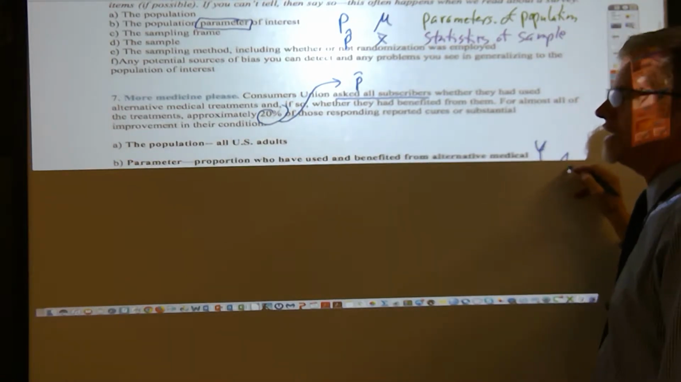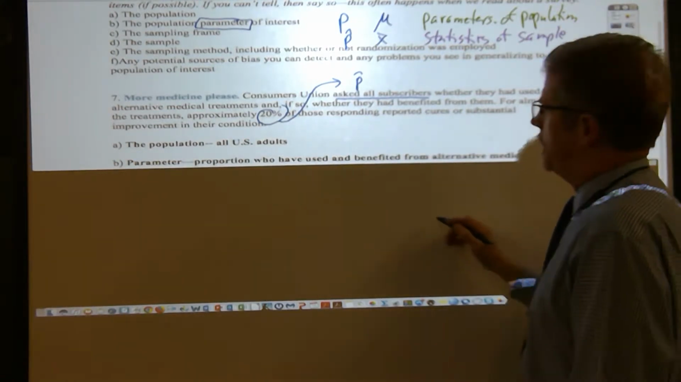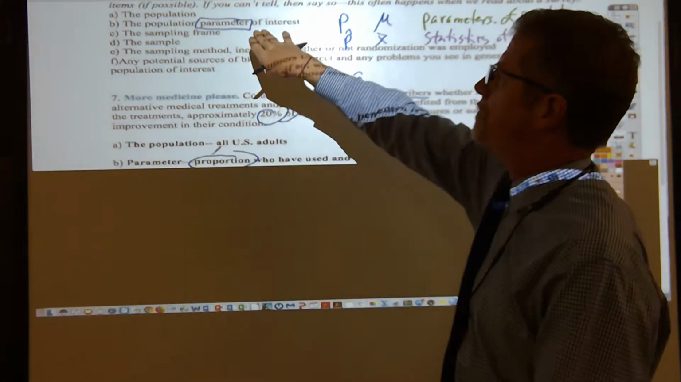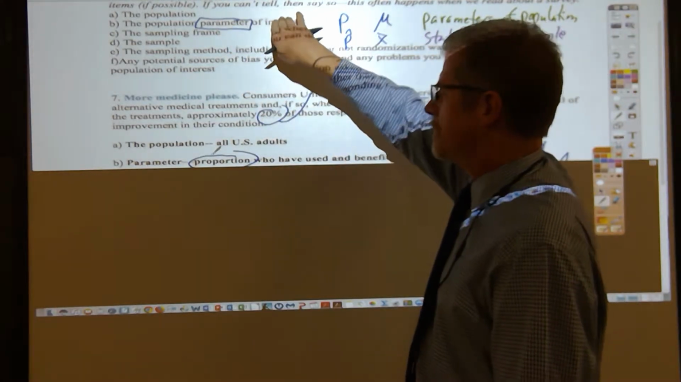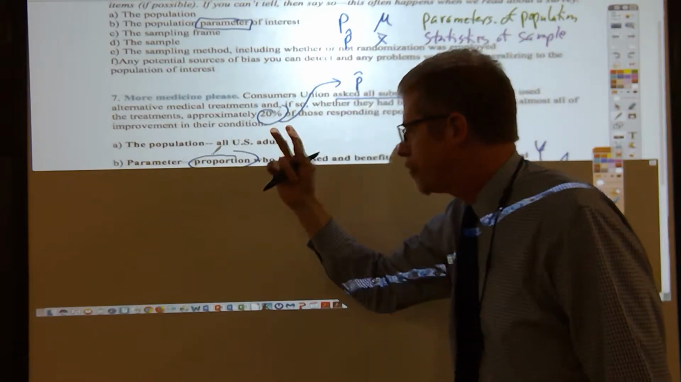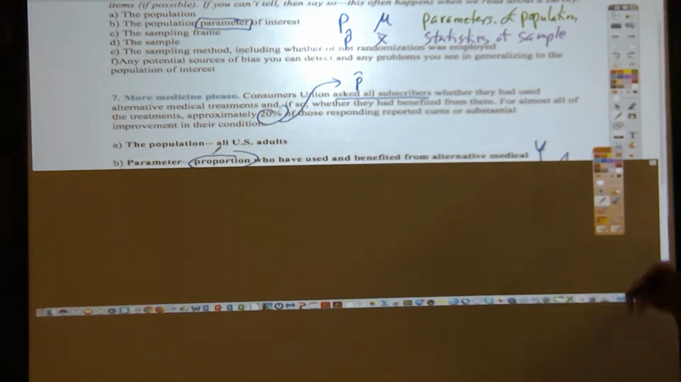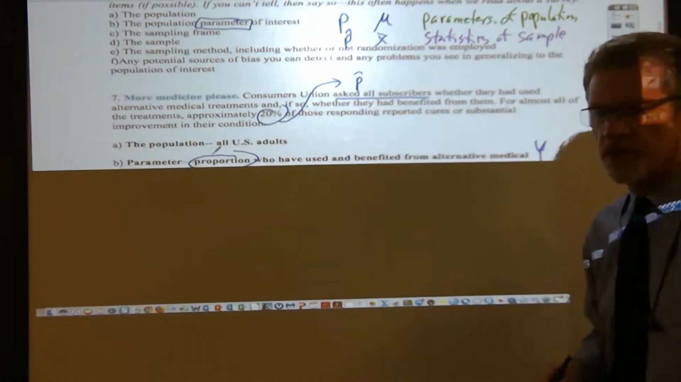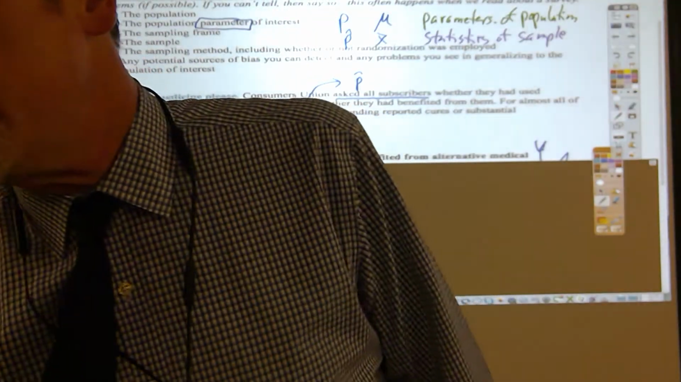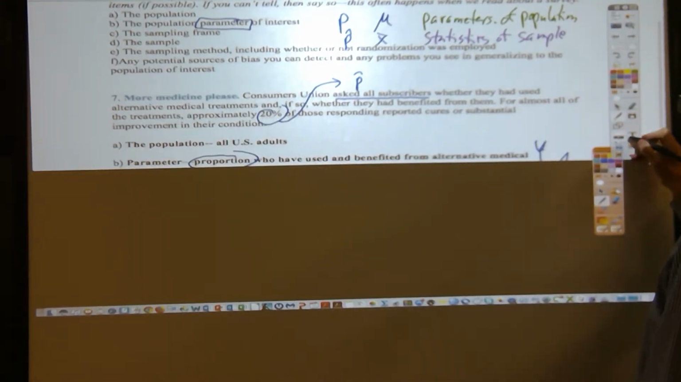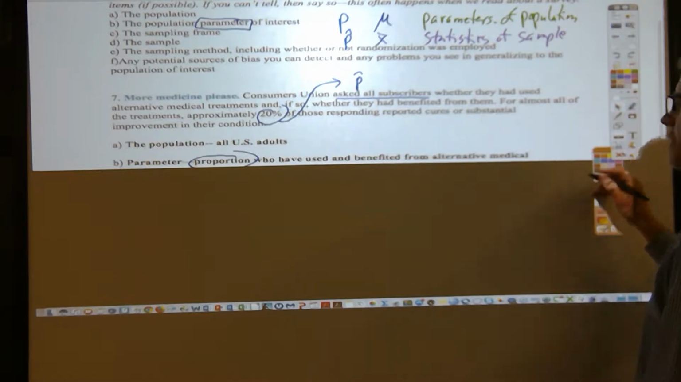Parameter. The parameter is this. It's either mean or proportion. When you're answering the question about the population parameter of interest, you're going to say either the proportion who have done something or the mean of something. This time it's a proportion who have used and benefited from alternative medicine. Is this already written down for you? Wonderful. So this is just the example thing. And then you're going to get to do one on your own. Here's where I get to explain what's going on.